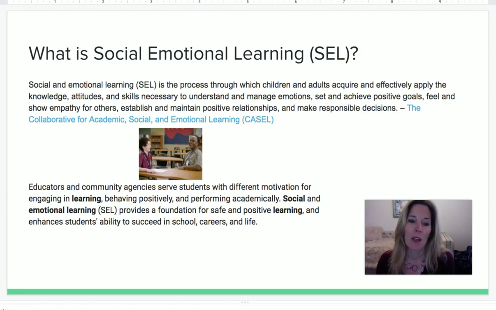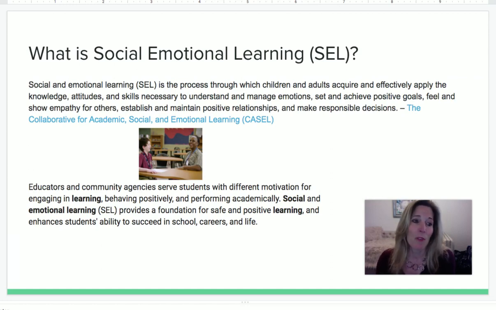Educators and community agencies serve students with different motivation for engaging in learning, behaving positively, and performing academically. So social and emotional learning, SEL, provides a foundation for safe and positive learning and enhances students' ability to succeed in school, careers, and life.